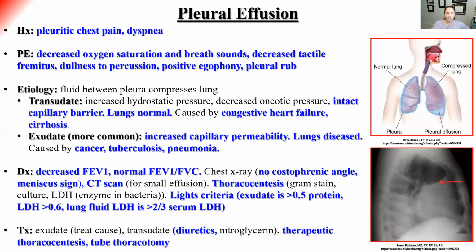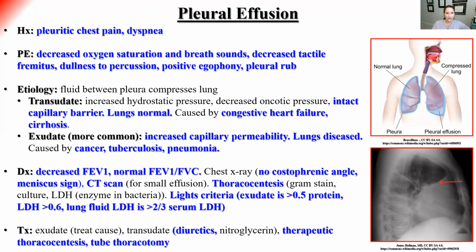You have two different types of pleural effusion, transudate and exudate. Exudate is going to be more common. The way that I remember this is transudate, they're just passing through. The lung is fine. Transudate, the lungs are normal, and this is caused by congestive heart failure and cirrhosis. So something else going on in the body that increases the hydrostatic pressure, decreases the oncotic pressure, and that capillary alveolar membrane is intact, but you're having this massive buildup of fluid because of either cirrhosis or congestive heart disease. So transudate, it's just passing through. There's nothing wrong with the lungs.